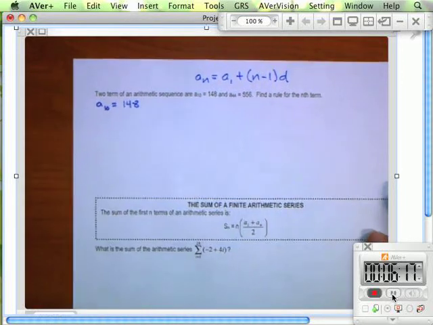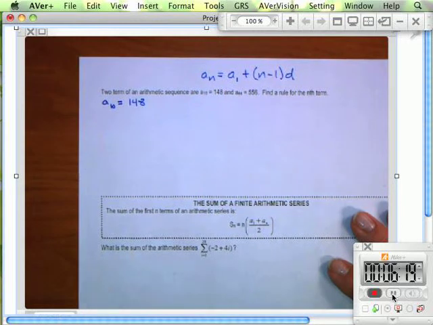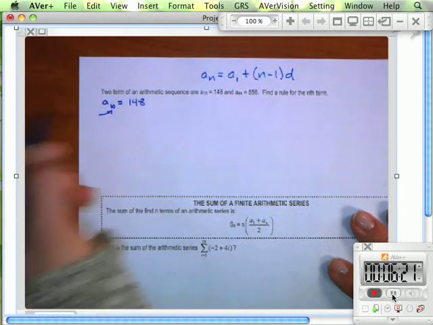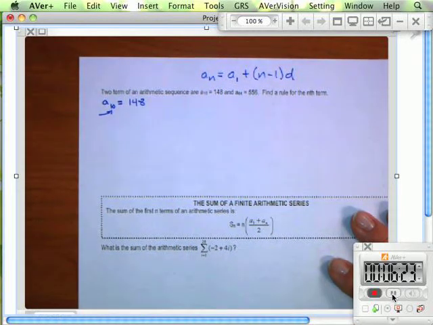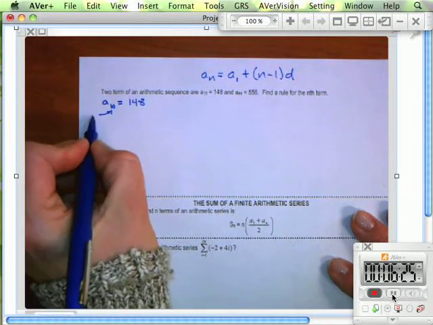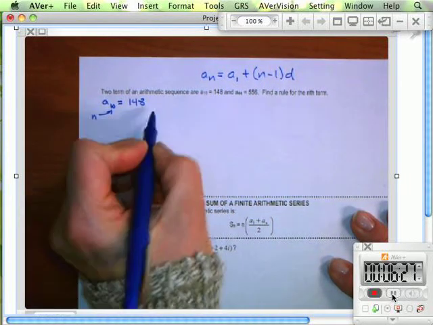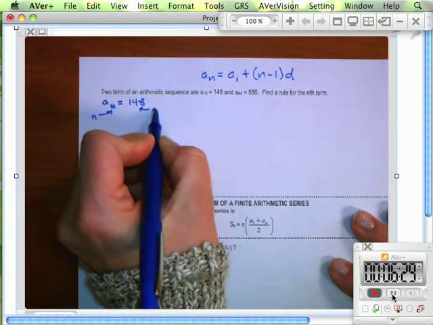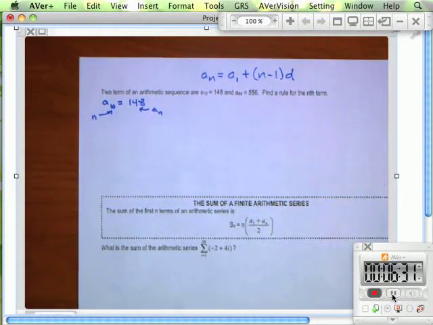A of 10 equals 148. So again, this bottom number 10 is my what variable? N. If we're using n, we're using n this time. And then this would be my output. When I plug in 10, I get out 148. Okay, A of n. All right, so I'm going to plug in what I know to this equation.